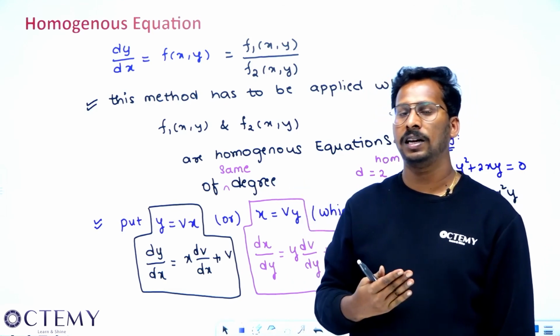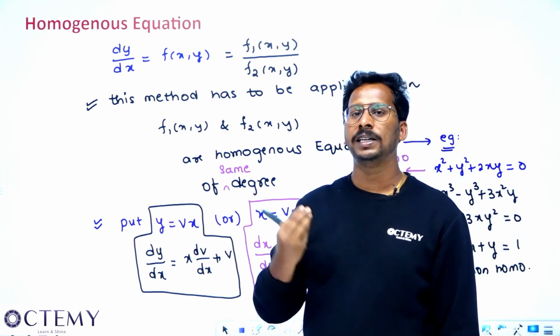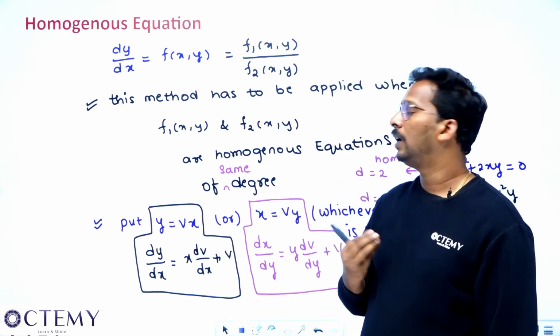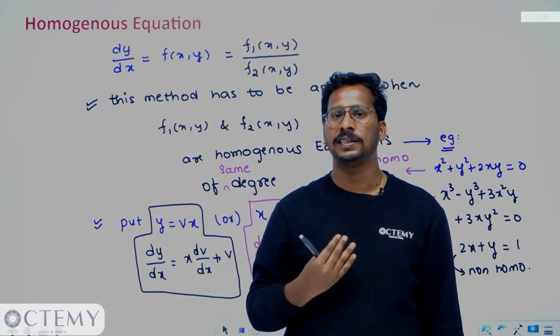The first method was your variable separable form, and the second method is your homogeneous equation form. The next class will study about the third method, that is Leibniz linear equation form, right? So let me stop this class here and let's meet in the next class.